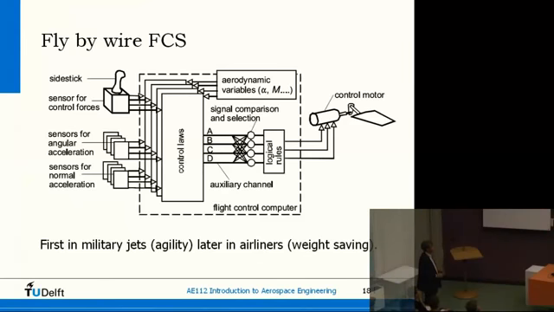It was first used in military jets because they wanted agility over stability. If you make an unstable aircraft, you can make quicker, faster turns. But it was later also added to airliners for the purpose of weight saving. The electrical wires are much lighter than the strong cables that you need for a large airliner. So there it pays off to accept the extra complexity to save weight.